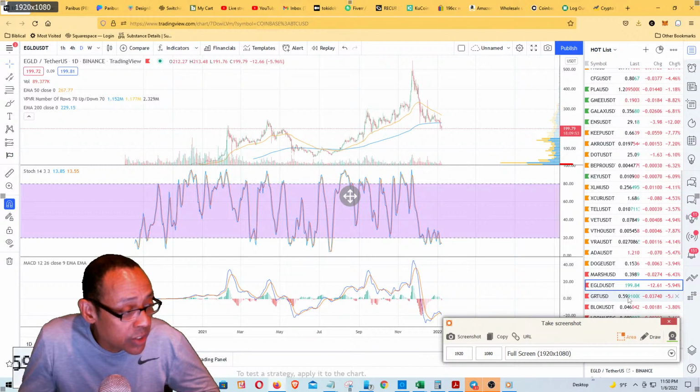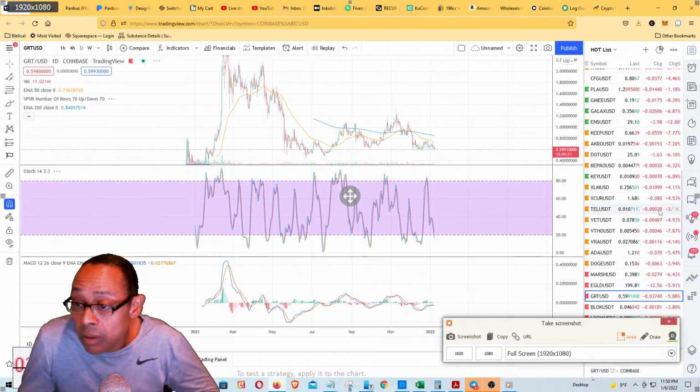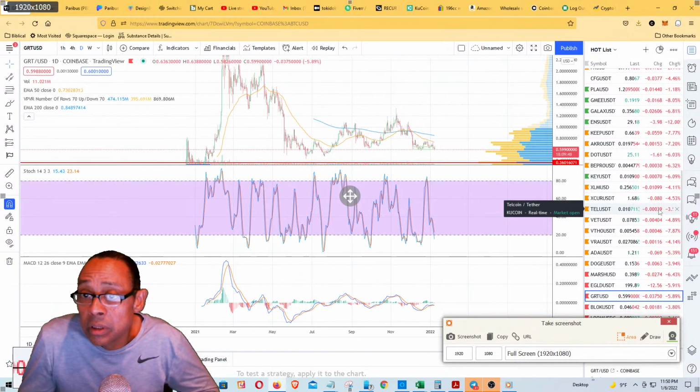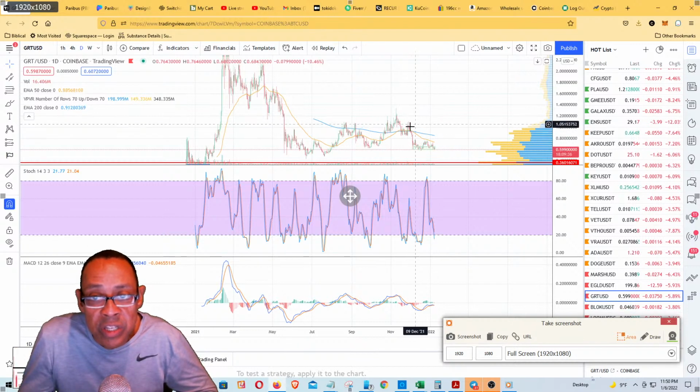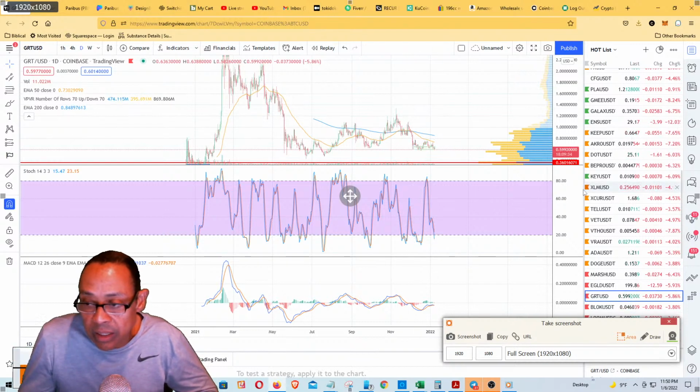How many people are watching? There's 18. Graph, 59 cents. 57 cents. Yeah, it's negative. We're still moving down. We're below the 50 and the 200. And now the 50 EMA line is below the 200. This is a death cross. That's ugly. Graph, not a good time to buy graph.